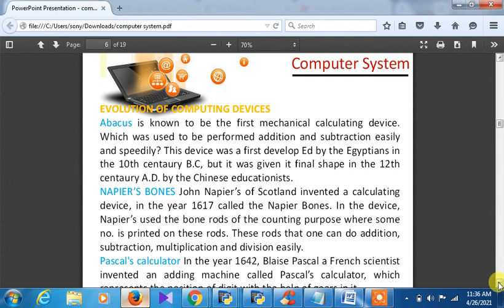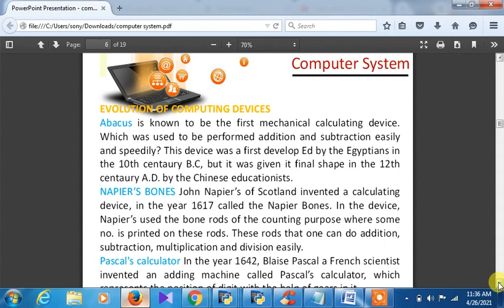Next, coming to the evolution of computing devices. It started from the abacus. You have read about it in your lower classes also. The abacus is the first pre-computing device, invented by the Chinese people in 3000 BC. It used to function without any power, by just moving the beads. Clear? That is the thing.